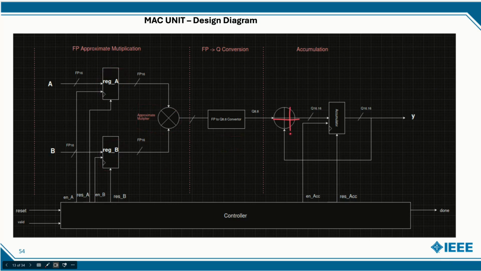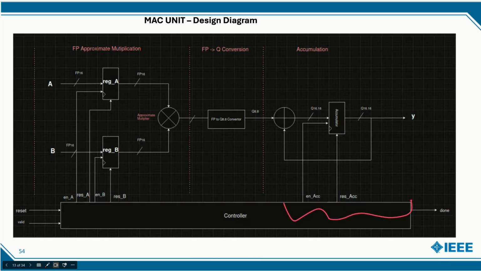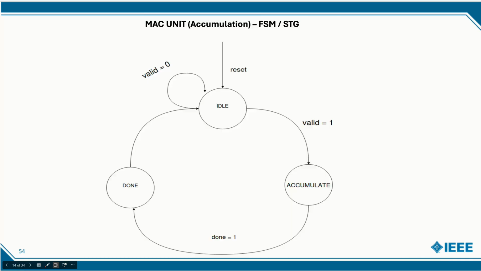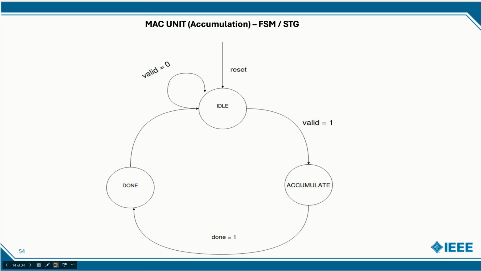So it's the STG, and to be noted here, it is the STG of just the accumulation part, because there's no need for a separate STG for the multiplier since we are using an approximate one. For accumulation, it waits for the valid signal. As soon as valid becomes high, it will start accumulating, and on valid equals 0 it will be in the idle state. After accumulation, the done signal will become high and it will be in the done state, and after that we will get the final result, which will be stored in Y. So I am done with the processing element.